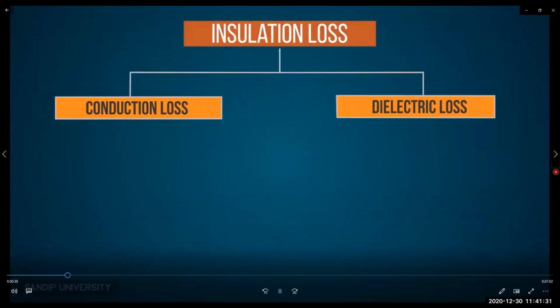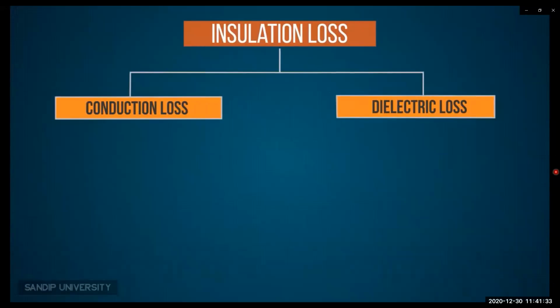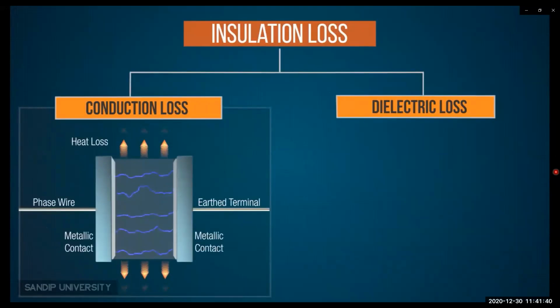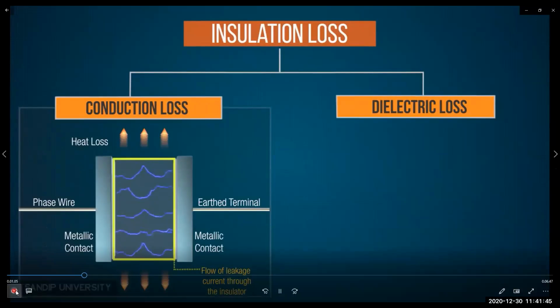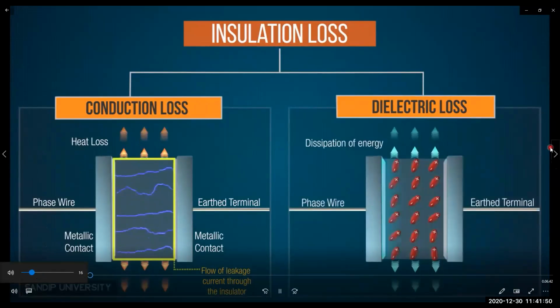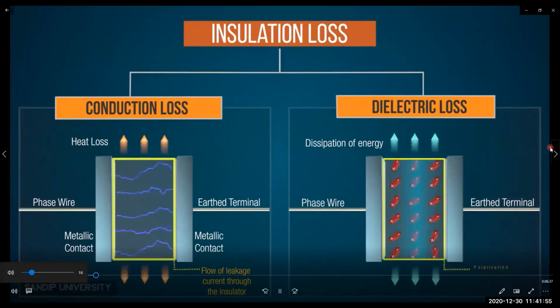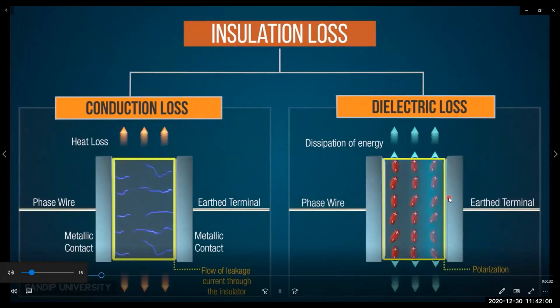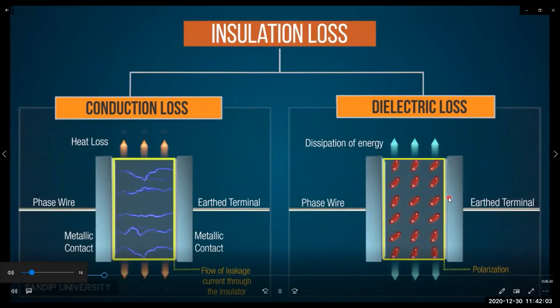Then there are essentially two forms of dielectric losses. First one is conduction loss, second one is dielectric loss. In conduction loss, the flow of charge through the material is dissipated in the form of heat. Dielectric loss is the dissipation of energy because of charges. If dielectric loss is high, it means the displacement current is high in the dielectric material.